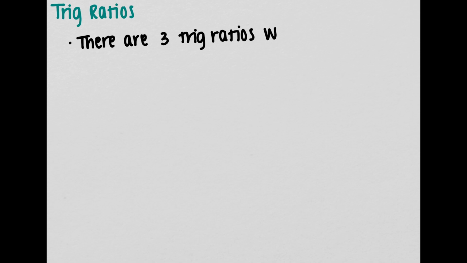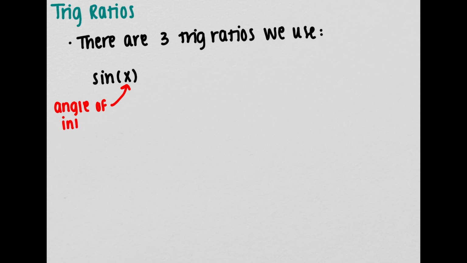There are 3 trig ratios that we use. And we're going to talk more about what those three are, what they mean, and then we're going to start kind of practicing how to use them. The first one we use is sine. And so here I wrote sine of x, and that x in the middle, that's your angle of interest. So for today, it'll be a letter. When we start moving on, it's going to be an actual number. Tomorrow stuff, you'll see the number.